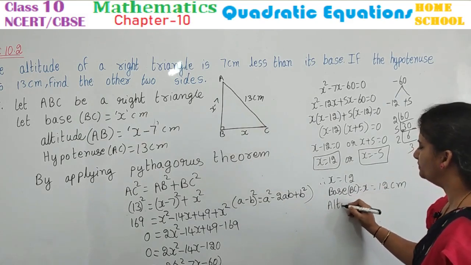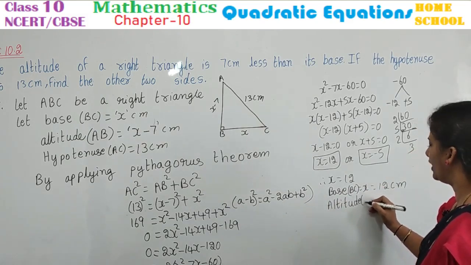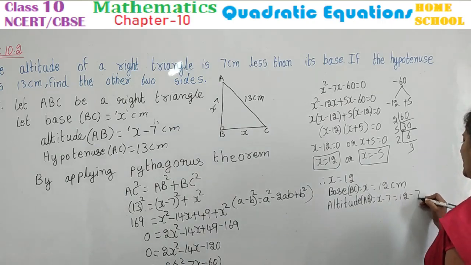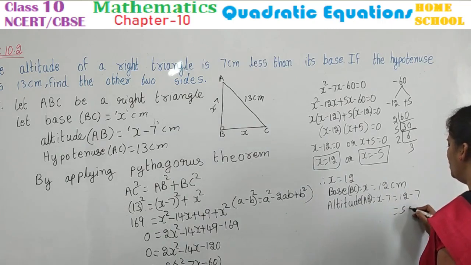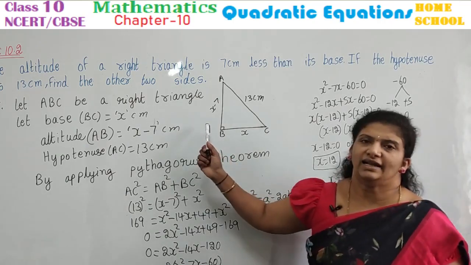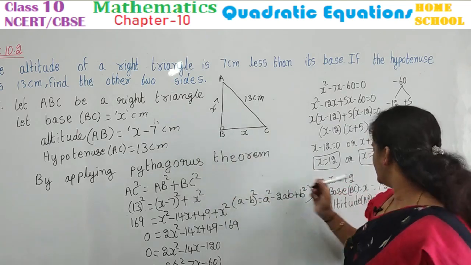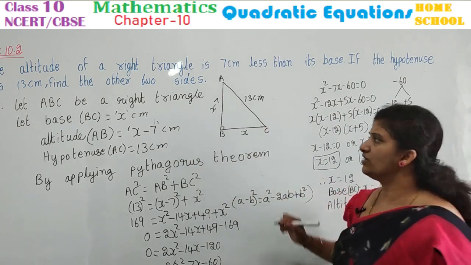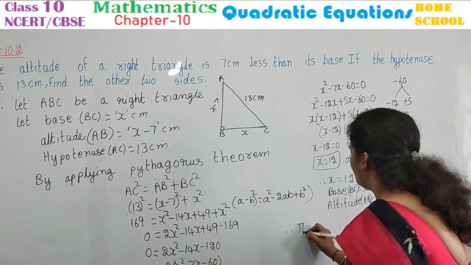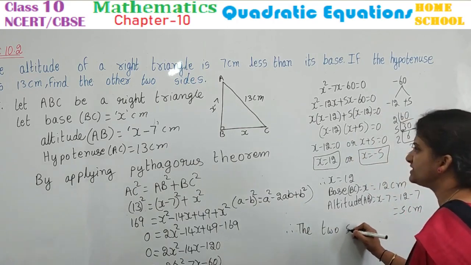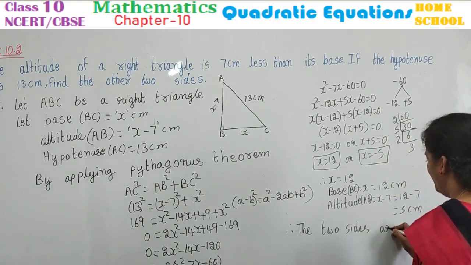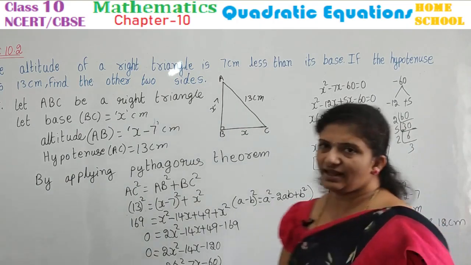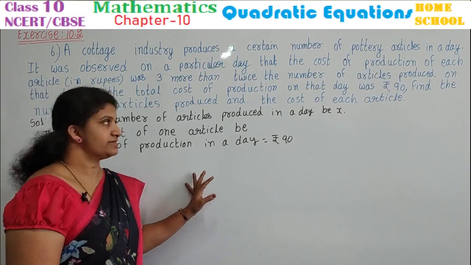And altitude AB is equal to x minus 7 is equal to 12 minus 7. That will be 5 centimeters. Altitude is 5 centimeters and base is 12 centimeters. This is the thing they asked us to find. So if you want, you can write here: therefore, the two sides of a right triangle are 5 centimeters and 12 centimeters. That's it. Sixth problem of this exercise.